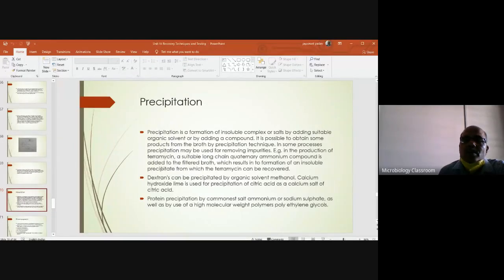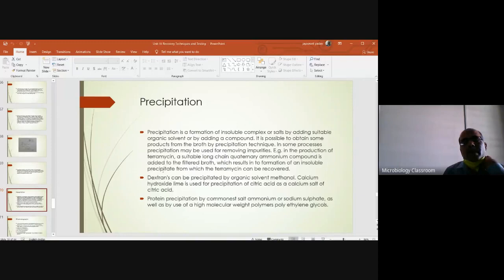For example, in production of terramycin, a suitable long chain quaternary ammonium compound is added to the filtered broth. Terramycin is an antibiotic, and from the harvested broth, for direct precipitation of terramycin, a suitable precipitant, a long chain quaternary ammonium compound, is added to the filtered broth, which results in the formation of an insoluble precipitate from which the terramycin can be recovered.